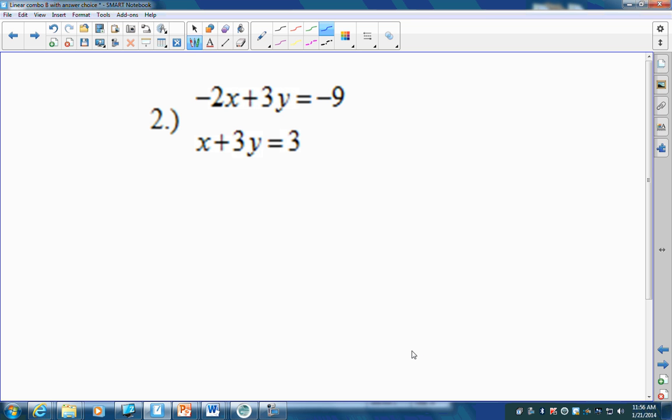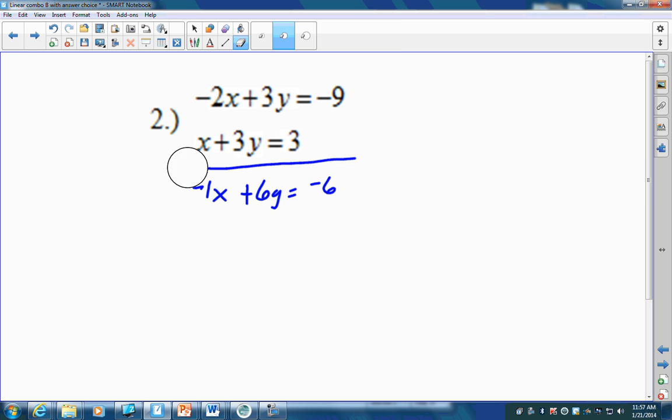As you write this one down, I want you to think, is there a letter where if you draw a line right the way it is, and you put them together, that makes one of the letters disappear, that makes 0? There's not one, because this right here, negative 2 plus 1 gives me negative 1x. 3 and 3 gives me 6y. And then add those together gives me negative 6. So I am going to have to multiply by something.